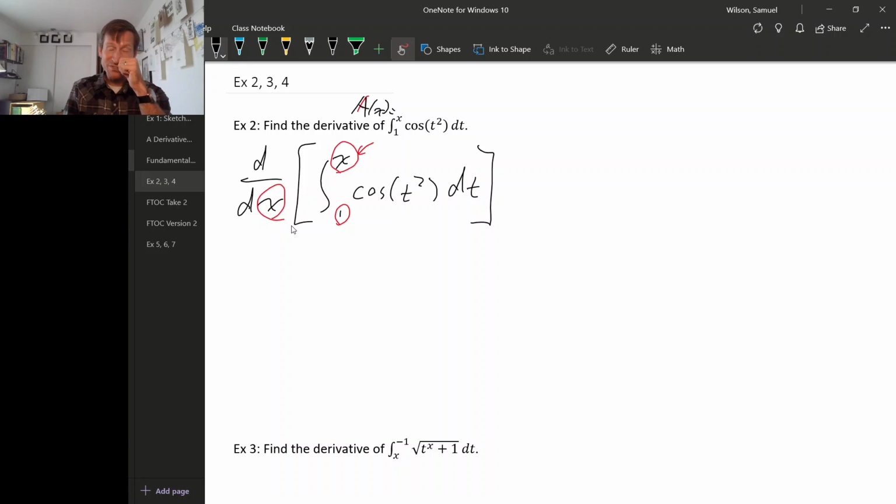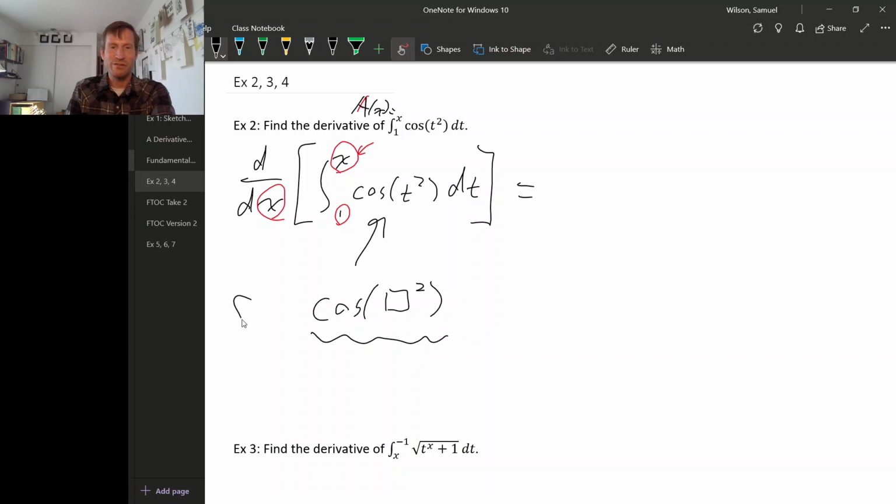Now, the fundamental theorem of calculus says if you take the derivative of the area function, you get the function you started with. Well, what is the function we started with? It's the function inside. It's this function, cosine of something squared. Right? This is the function that our area function was built out of. Right? This is sort of playing the role of f.